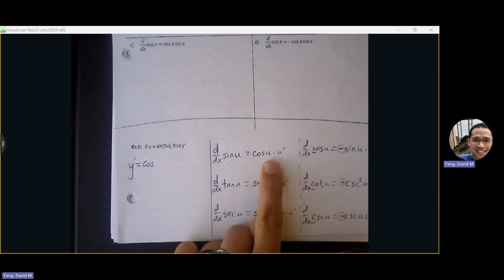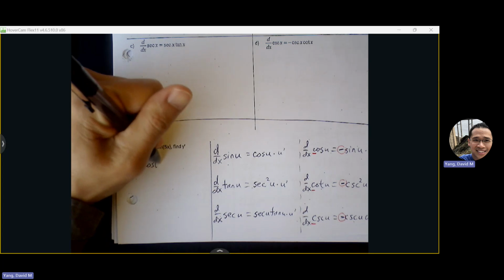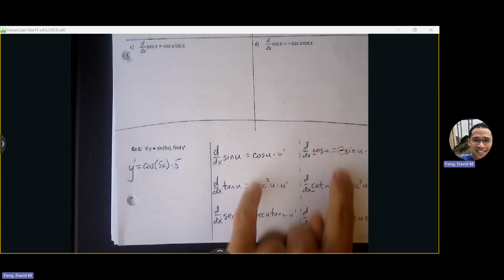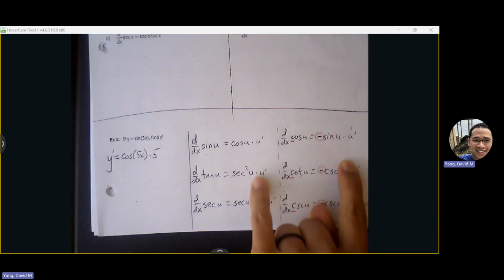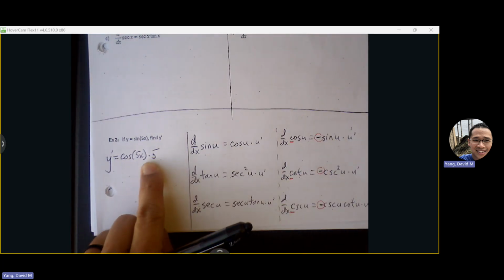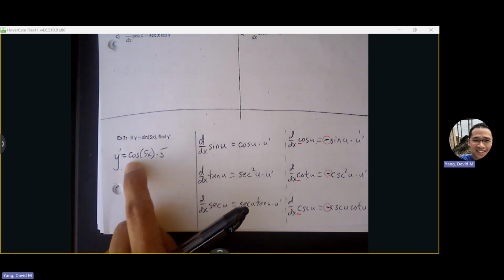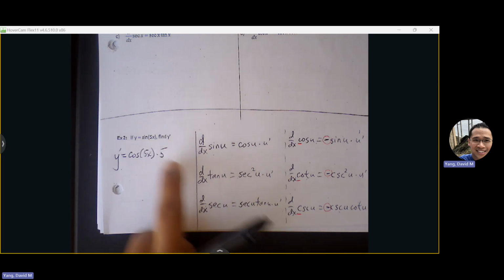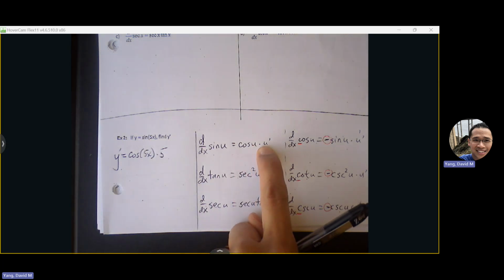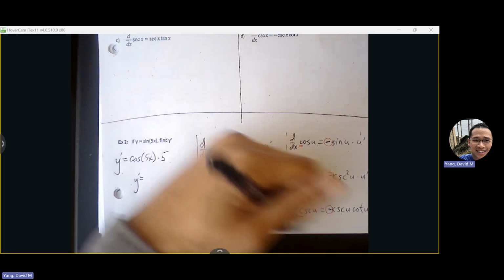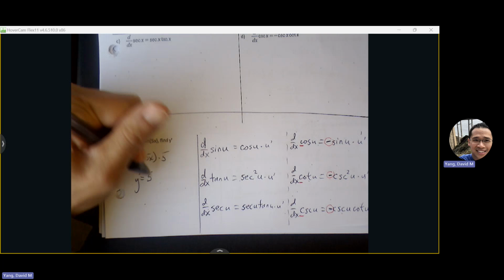Cosine of 5x times 5. So I like to memorize these rules with that u prime, because then we're always understanding that we're always looking for that chain rule portion, right? Even if it's not there, even if it's just sine of x, it's not hurting us. We're just doing times 1, but it's nice to just always be looking for that chain rule portion. So I like to memorize rules with that u prime.